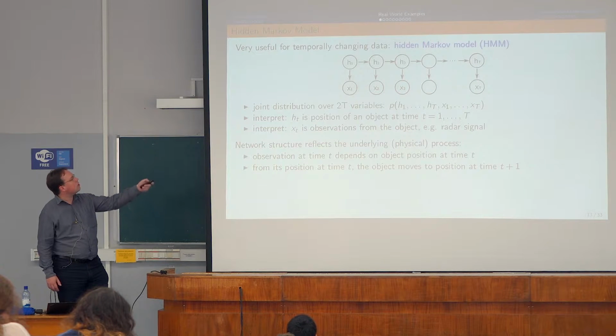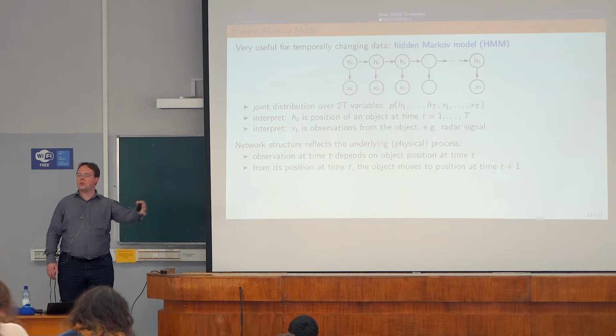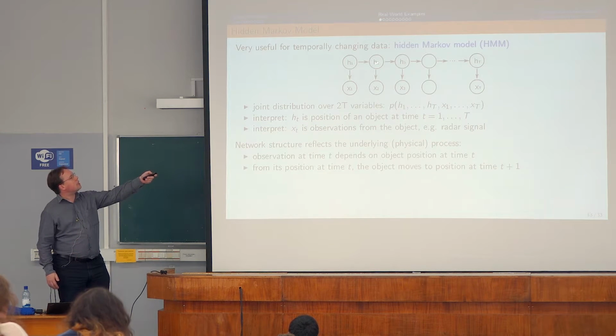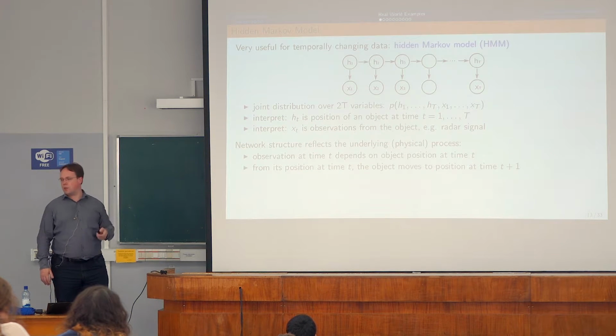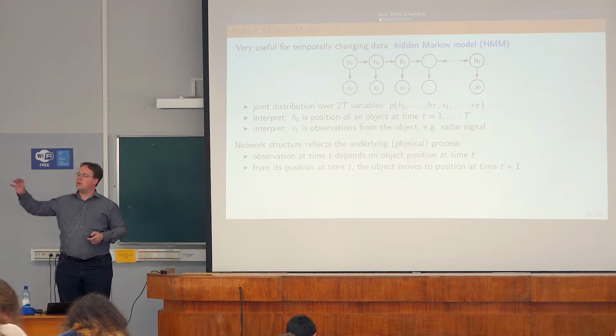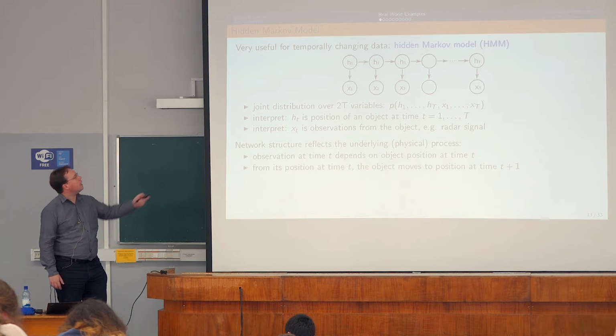The positions, well, the object moves around, so the modeling assumption here is that the next position of the object depends on the previous position of the object. That makes kind of sense. So maybe it's flying at a constant speed, so you always have a certain offset from the previous, and this is encoded with these horizontal arrows.